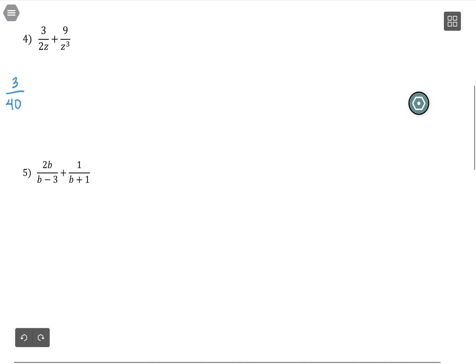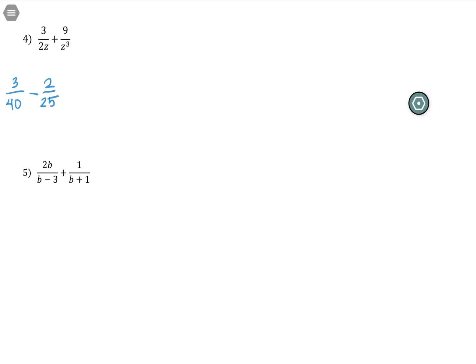minus 2 over 25. And we want to add, we first have to find a common denominator. And hopefully by now we're getting kind of good at this and we can just look for common factors, but probably the original way you learned to do this was to go all the way down to a prime factorization.